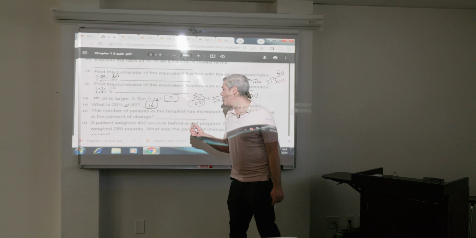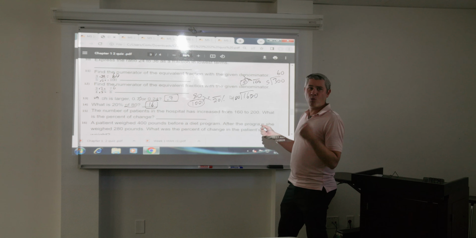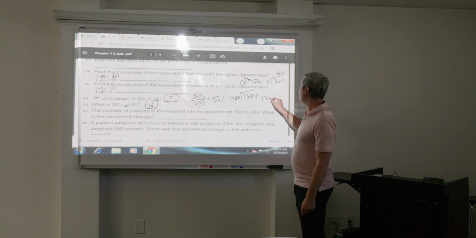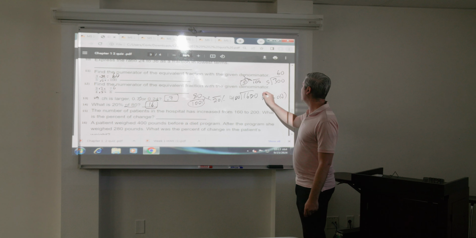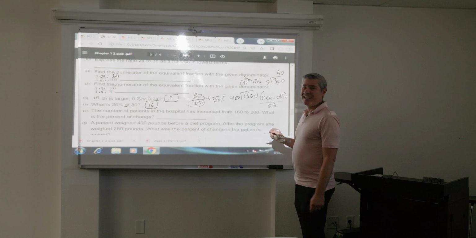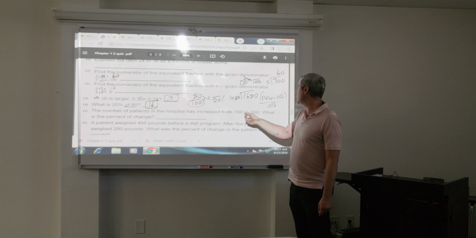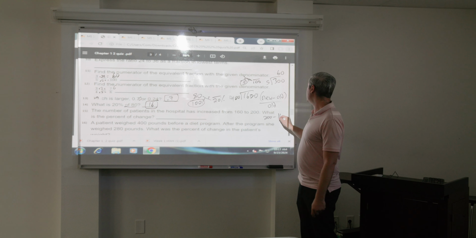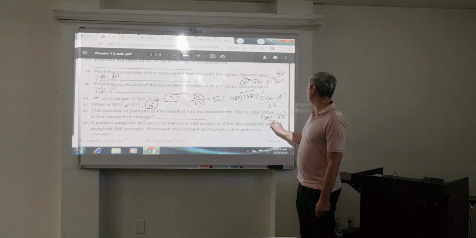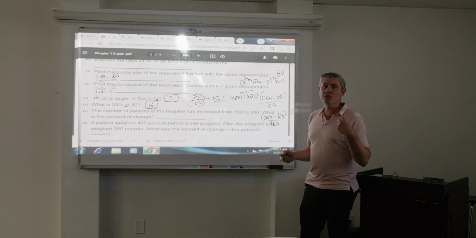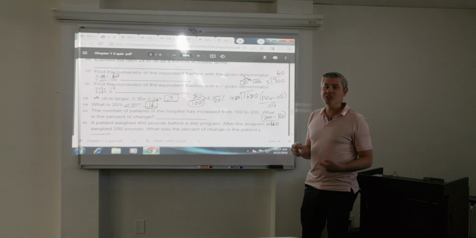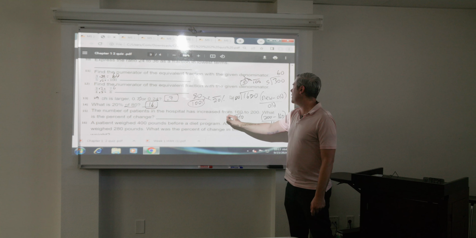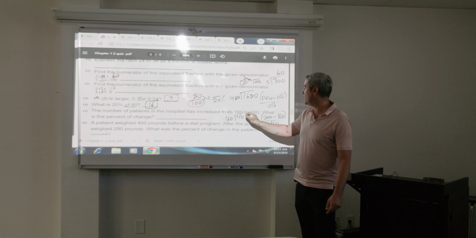15, the number of patients in the hospital has increased from 160 to 200. What is the percent change? Percent change, let me give you the formula. The new minus the old divided by the old. The new amount has increased from 160 to 200. So the new amount would be 200. The old amount would be 160. I have to subtract first and divide that by 160. And that's always going to give you the percent change, percent difference on anything. So 200 minus 160 would be 40. 40 divided by 160 will give us the percent change in this example.